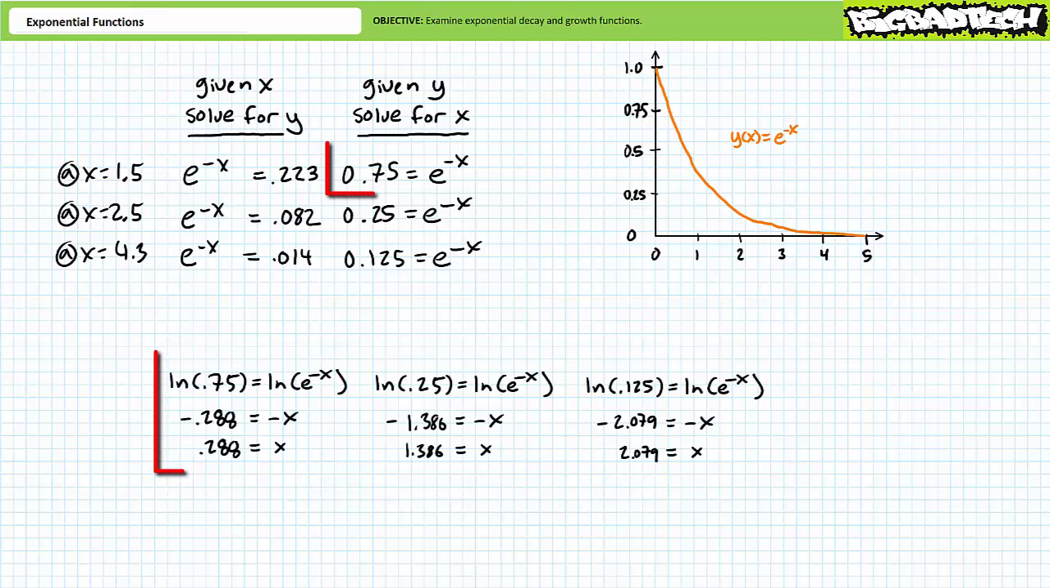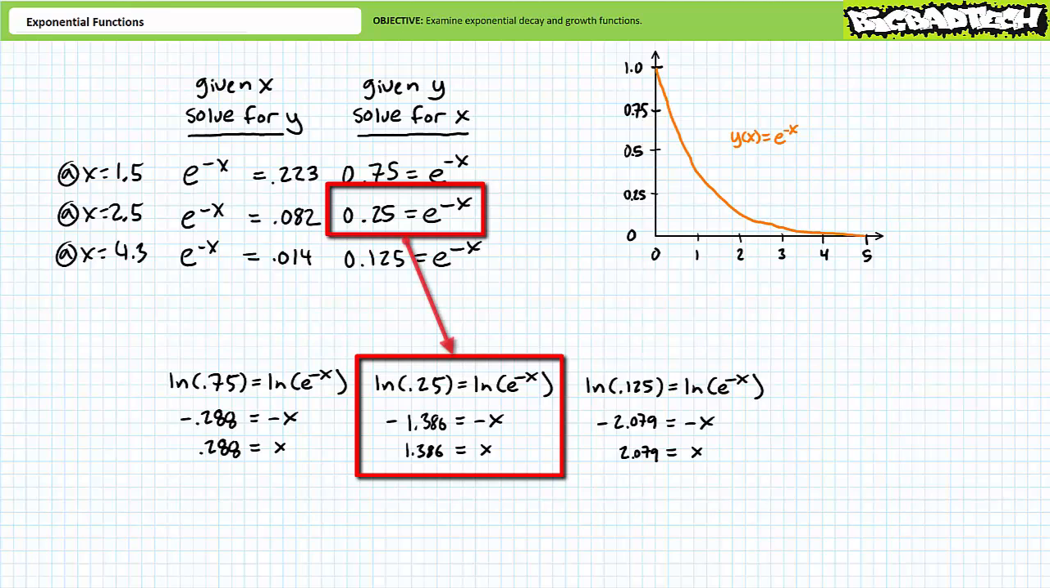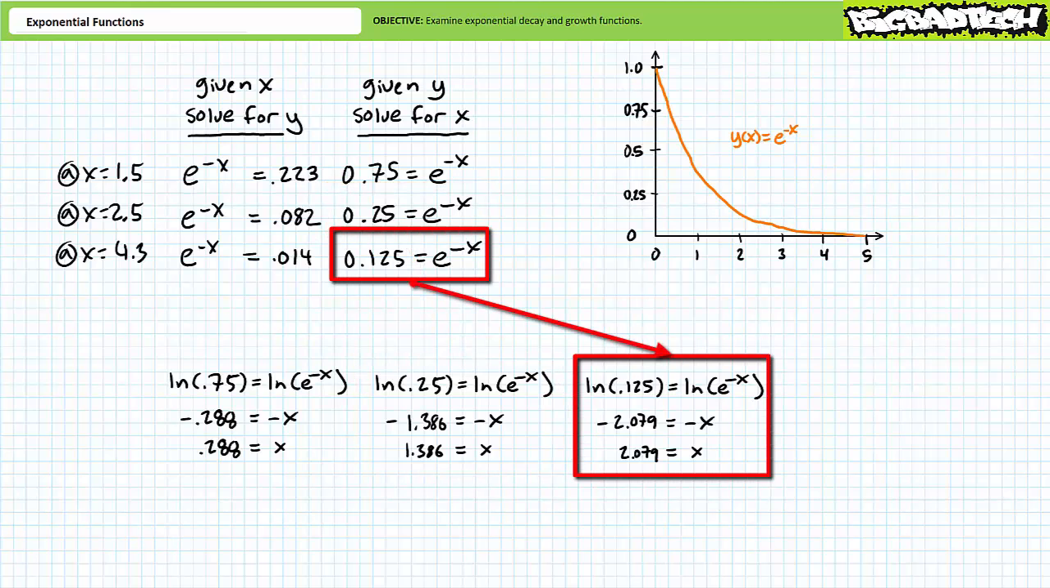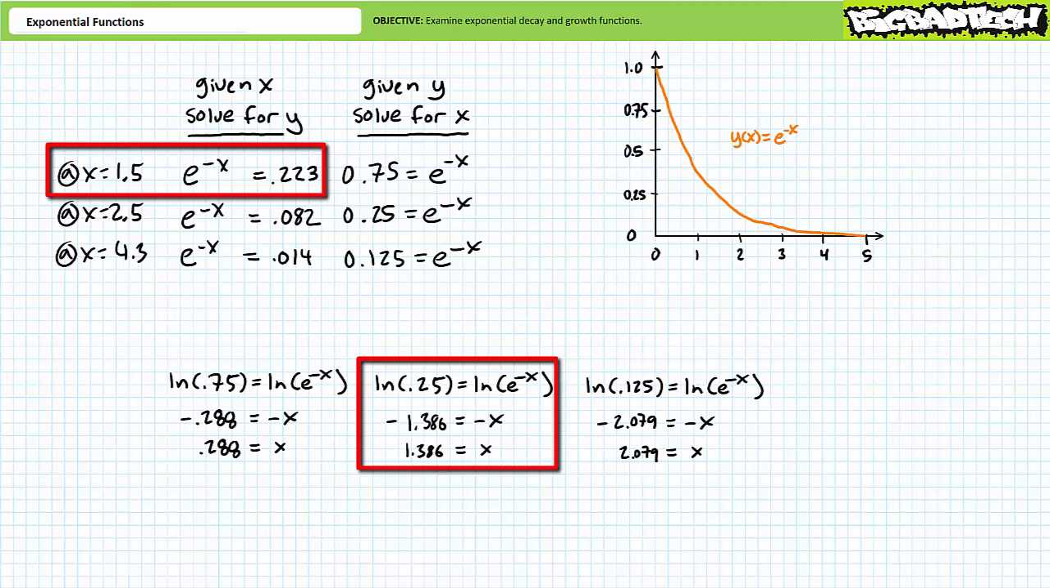For our second set, e to the negative x happens to reach 0.75 at an x value of approximately 0.288. The function e to the negative x equals the value 0.25 at an x value of approximately 1.386. And finally, the function e to the negative x reaches the value of 0.125 at approximately x equals 2.079. Let's compare some results from the first set with that of the second. Notice that e raised to the negative 1.5 is roughly 0.223, which is super close to 0.25 at x equals roughly 1.4. These results seem to agree with our expectations.